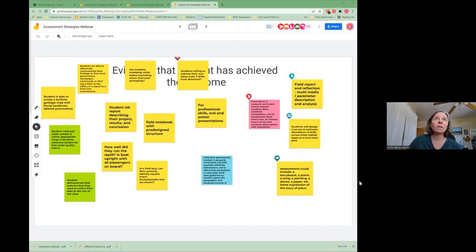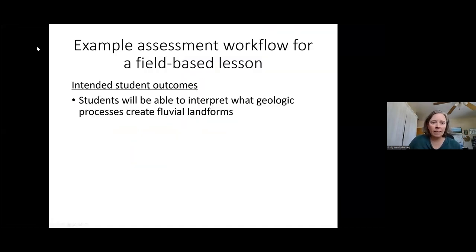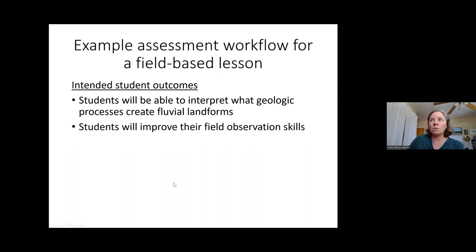Okay. All right, so here's an example, just a very basic one, again, drawing on my geology background here. If I'm thinking about a field-based lesson that I want to do with my students, and I want them to be able to interpret the processes that create a particular landform, right? So some of the fluvial landforms that we're looking at in the Yellowstone River, right? Going with my original example. And I also want them to improve their field observation skills.